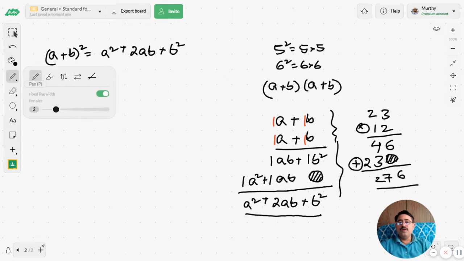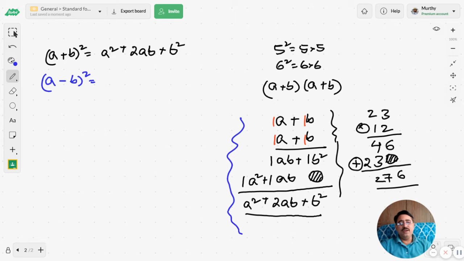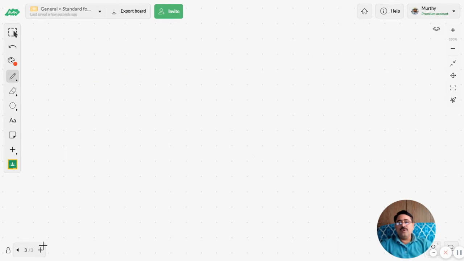Now, one more identity is there, which is a minus b whole square. In case if you want, you may work out this way and you can check what the answer is. Straight away I'm writing the answer as a square minus 2ab plus b square. Please pay attention. This one seems to be very easy, but there's a connection between these identities and the topic for the day. So let me give quickly simple examples.